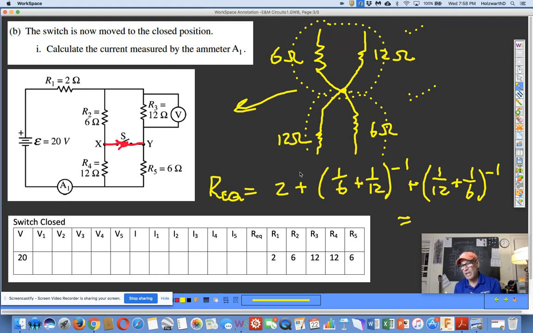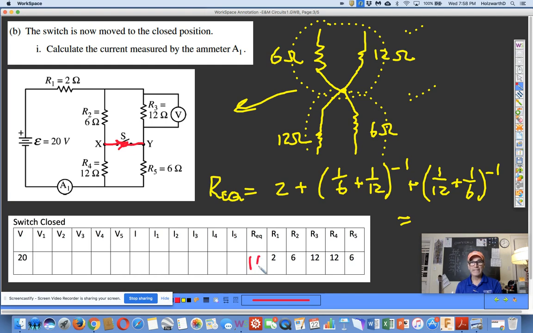We know what 2 plus is. 1 over 6 plus 1 over 12, common denominator 12, that would be 3 over 12. 12 over 3, again, don't forget to flip it. 12 divided by 3 is 4. And same deal, 4. 2 plus 4 plus 4 is 10. Oh, that is so cool. So we get an equivalent resistance of 10 total in the circuit.